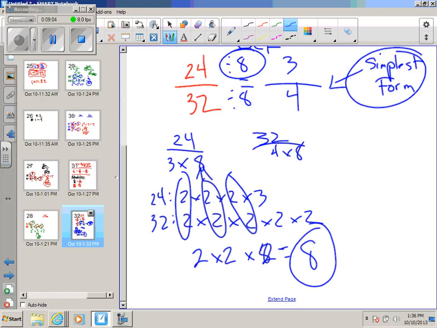What about 4? I can use 4. But is 6/8 in simplest form? Why? Because I can still divide 6 and 8 by what? 2. Okay?